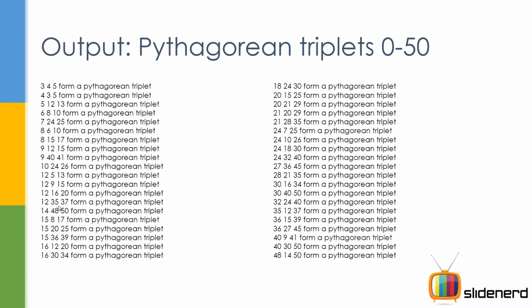Between 0 to 50, these are all those numbers that form a Pythagorean triplet. If you see 3, 4, 5 in the first place, 3 square plus 4 square gives you 5 square. So that makes a Pythagorean right angle triangle. That's what we are trying to find out in this program. So let's go ahead and see what happens.